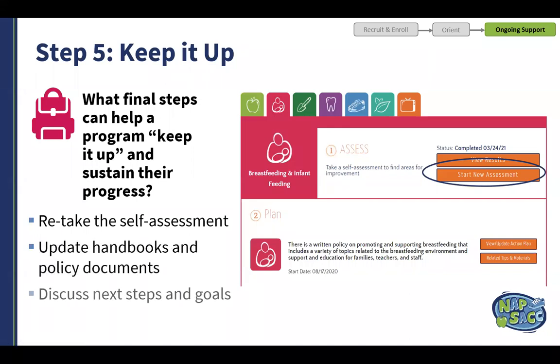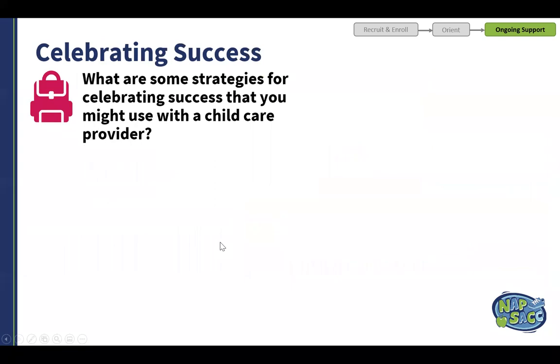Update any handbooks and policy documents. We know that there's a lot of turnover in childcare around teachers. So if there's handbooks or policy documents that teachers are expected to follow, updating those can help ensure that things are sustained as staff changes. And then talk about next steps and goals. Are they going to go through the cycle again? Are they going to start a new module? Are they going to set new goals? And celebrate their success, which brings me to one of our last questions.